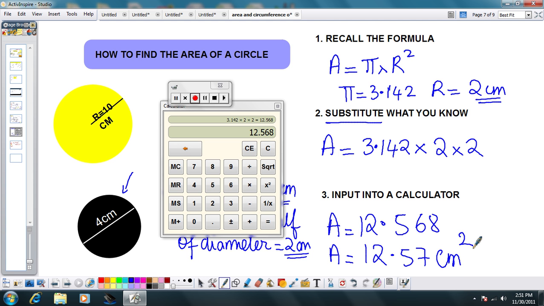And you might have noticed that I didn't write the units in the previous example, and that's a mistake that a lot of people make. So make sure you don't forget the unit. In our case, it's going to be centimeters squared, because the unit here is in centimeters, and we always have to put a square when we are working out the area.